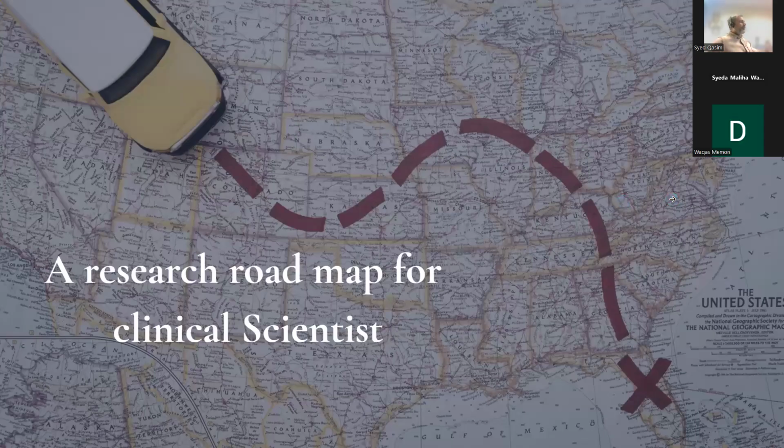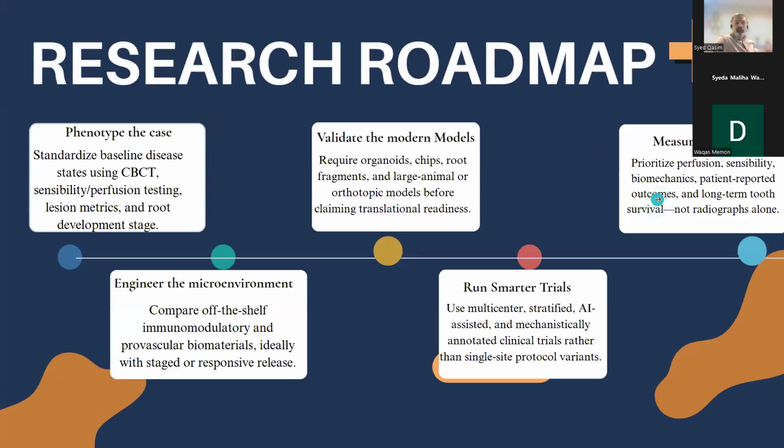Finally, a research roadmap for clinician scientists. When you start making your own scaffold, आपने बनाना शुरू करना है तो आपने reverse engineer करना है. Utilize all the resources that you have. सही है जी. And now what I have written over here is phenotype the case. Standardized baseline disease states using CBCT, sensitivity, perfusion, lesion metrics, and root development. So, एक्चुअली जो जितना कुछ हमने अभी तक पढ़ा है ना, तो I would say that this is the core of what you can take from whatever papers that I've cited in this seminar today.